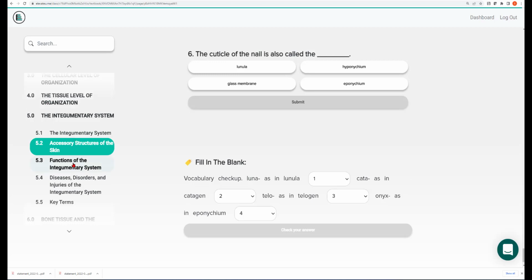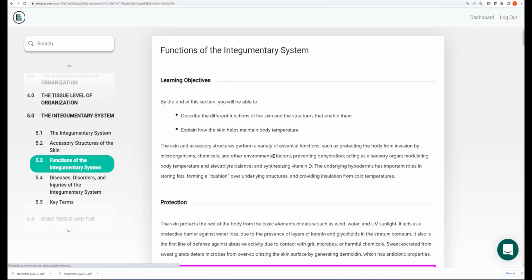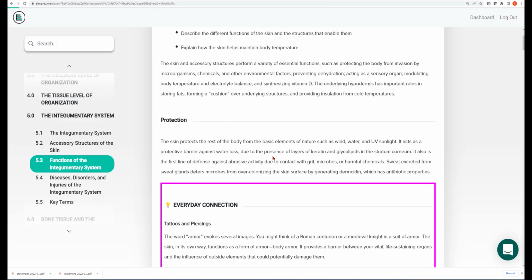Moving on to 5.3, functions of the integumentary system. I think this makes total sense, but there might be a couple of things in here that you haven't thought about related to skin. Number 1, the skin protects us. Clearly, the skin protects us from wind and water, from UV radiation, acts as a barrier. Those keratin layers in our stratum corneum give our skin a tougher waterproofing component. And we have that sebum that also keeps the surface of our skin moist.